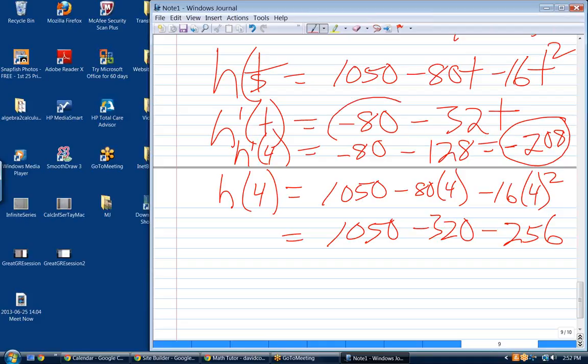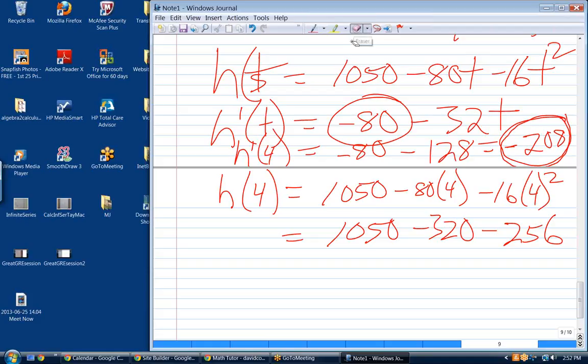In other words, it starts out at 80 feet per second, but because of gravity, it's accelerating. So after 4 seconds, it's going to be going faster than it was at the beginning or faster than it was at time 1 second. So this is a very reasonable answer to get, minus 208. We would expect it to be a bigger number than the average, 160.